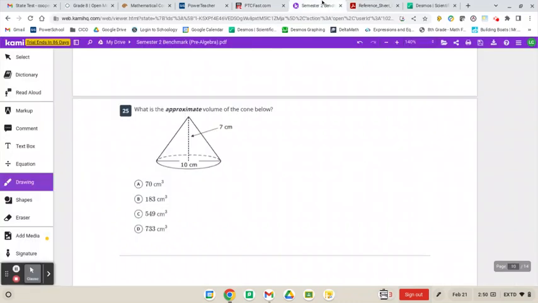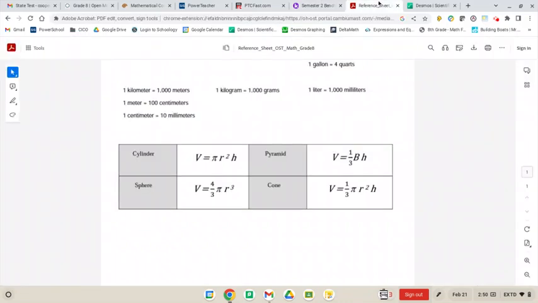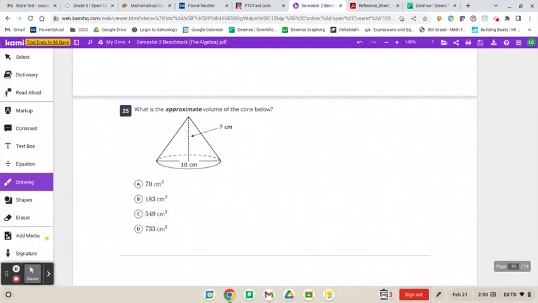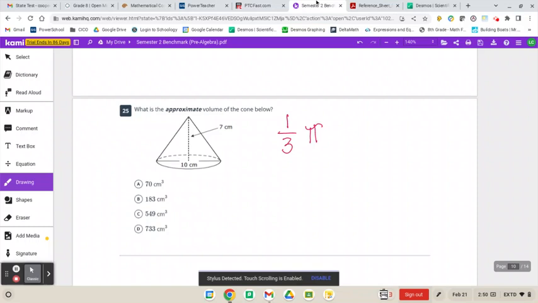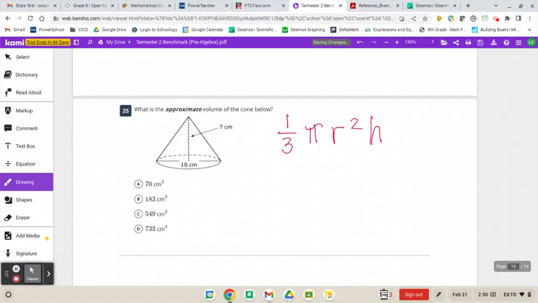So if we look here, we are looking at a cone, which is 1/3 pi r squared h. And those all multiply together. Now, they gave you a line that goes straight across, and that is going to be the diameter. They want the radius. So all you do is take this 10 and cut it in half, which would be 5 centimeters. And it's really nice. All you have to do is plug this in.